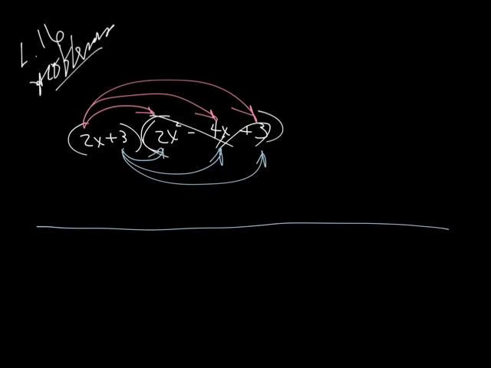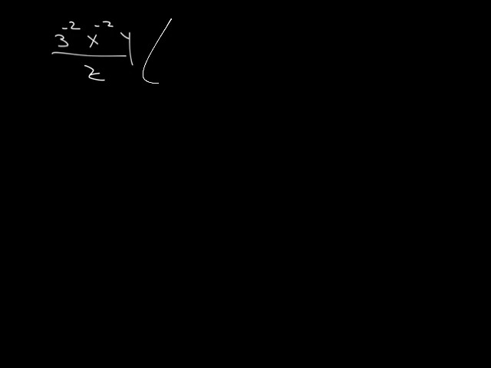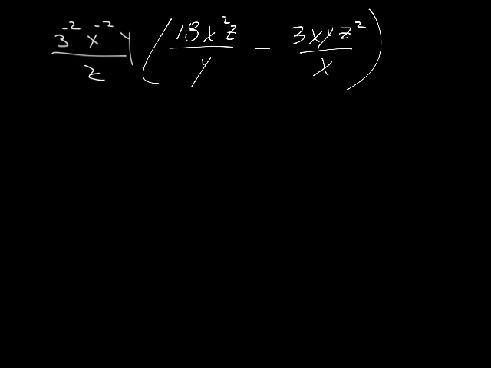Let's look at number 25 real quick. That's one that seems to give some folks a little bit of a struggle. We have 3 to the negative 2, x to the negative 2y, and that's over z. Then we're going to multiply that by 18x squared z over y minus 3xy z squared over x.